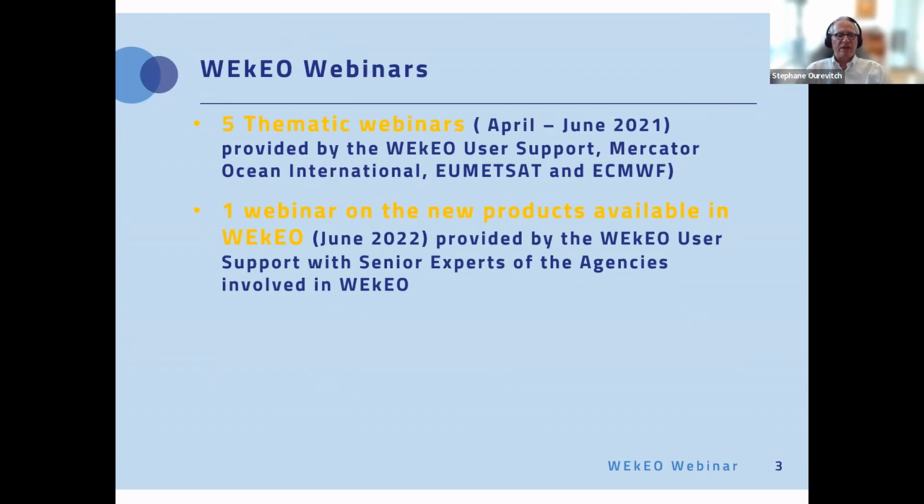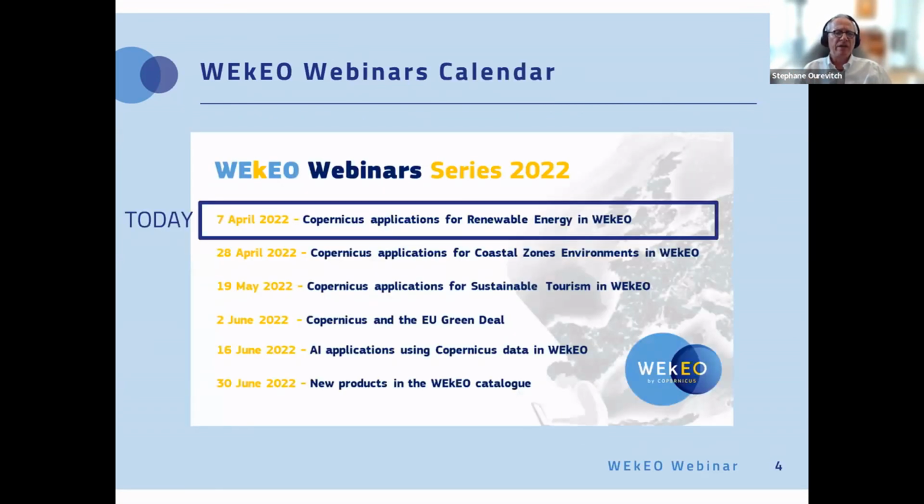The program is 5 thematic webinars, this one being the first one, and one on the new products, because as we regularly add new products, Copernicus services are evolving and there are new products that are ingested into the catalog. So we're going to present them together with their potential applications. That will be the last one of the series.